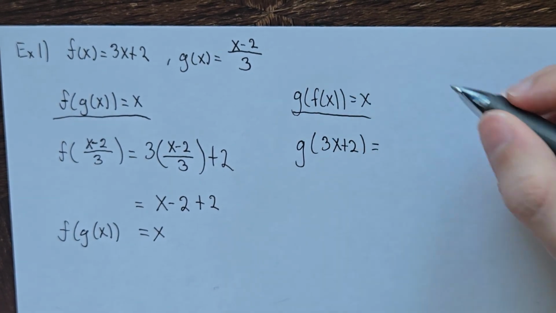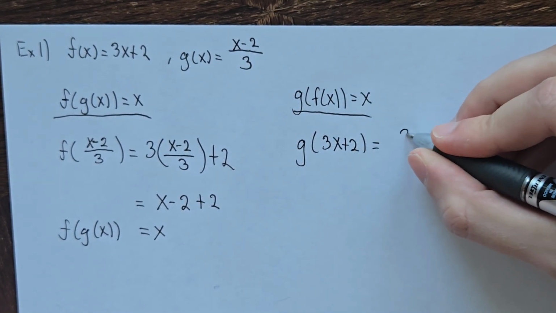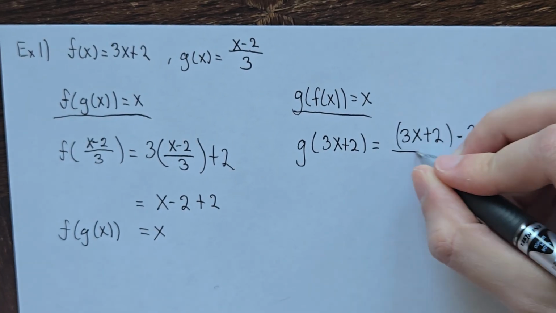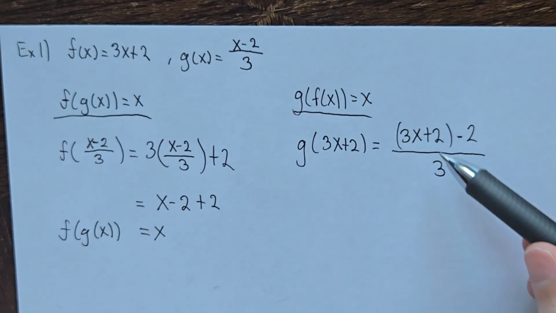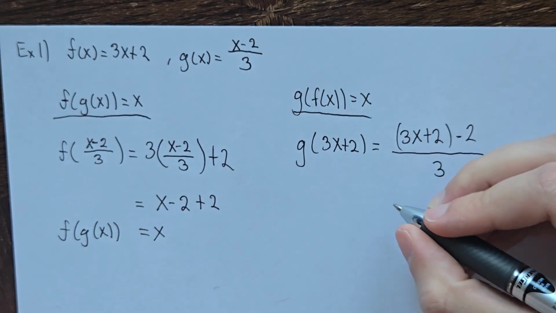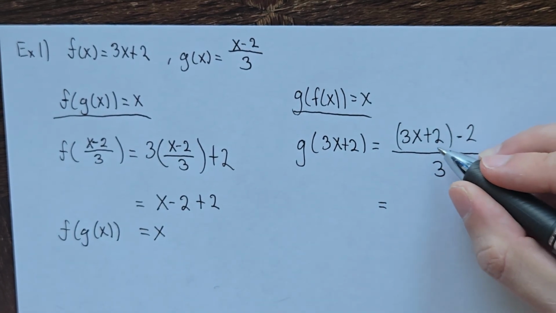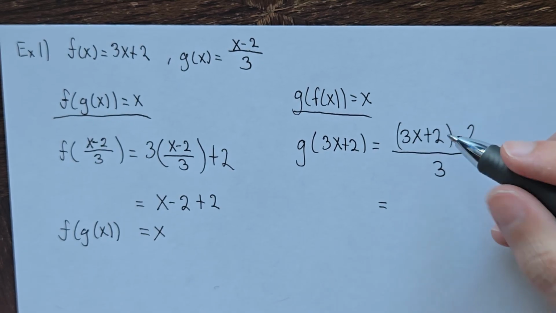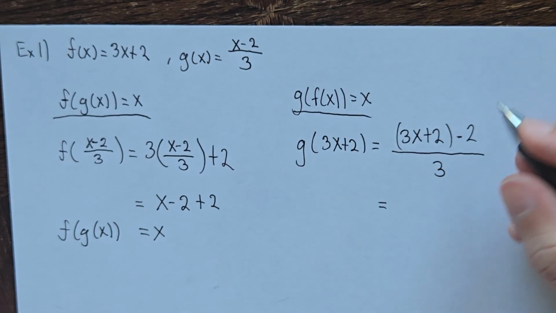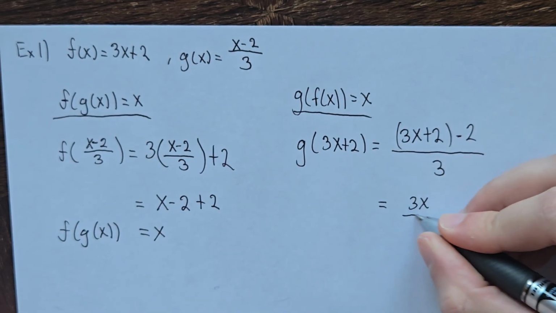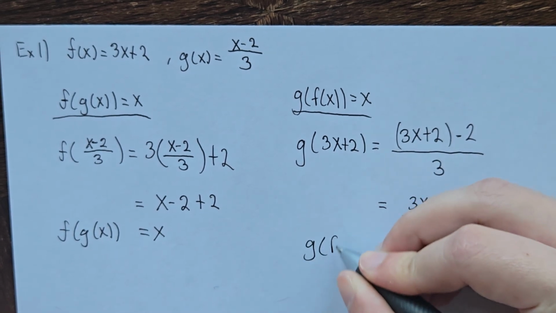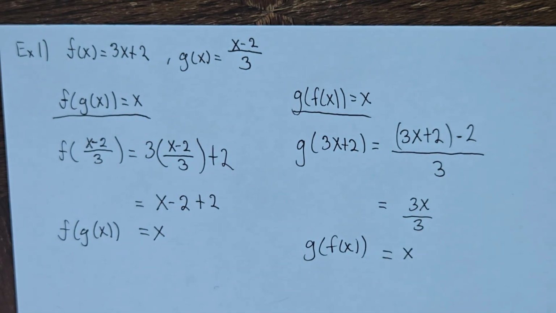So let's plug 3x plus 2 into the g function. That's our input: (3x plus 2) minus 2, over 3. Again, remember, the g function is x, so that's our input, x minus 2 over 3. Simplify this where it makes sense to. The parentheses here are unnecessary because we're not doing any distribution or negation. So we can go ahead and drop them, and then we can combine the 2's, and we'll get 3x over 3. And of course, the 3's will cancel out, and I'll just be left with x. So then we have that g of f of x is also equal to x.